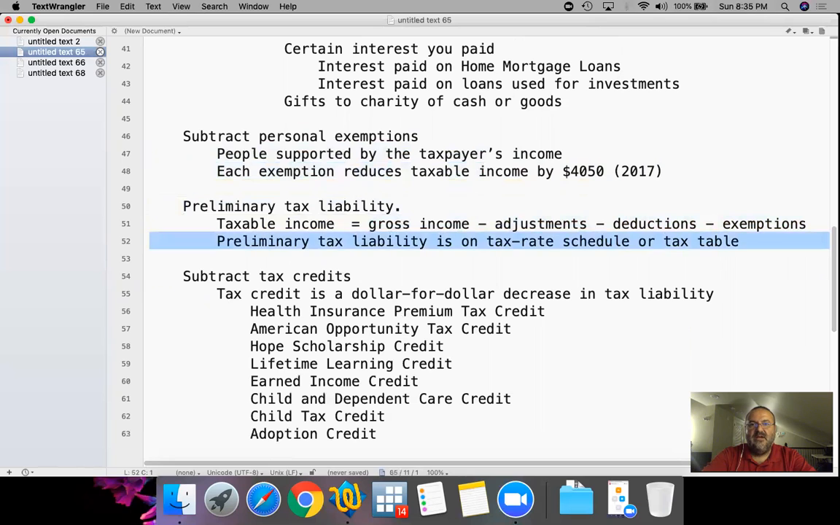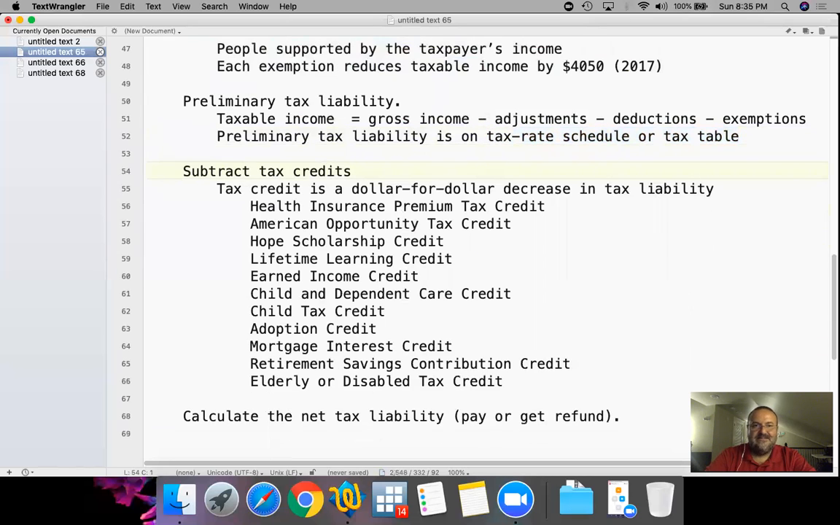And then you could look at a tax table or tax rate schedule just to come up with what sort of preliminary tax that you're going to pay. Now, there are some tax credits. These are very, very unique, very special tax credits, but these decrease your tax liability dollar for dollar.